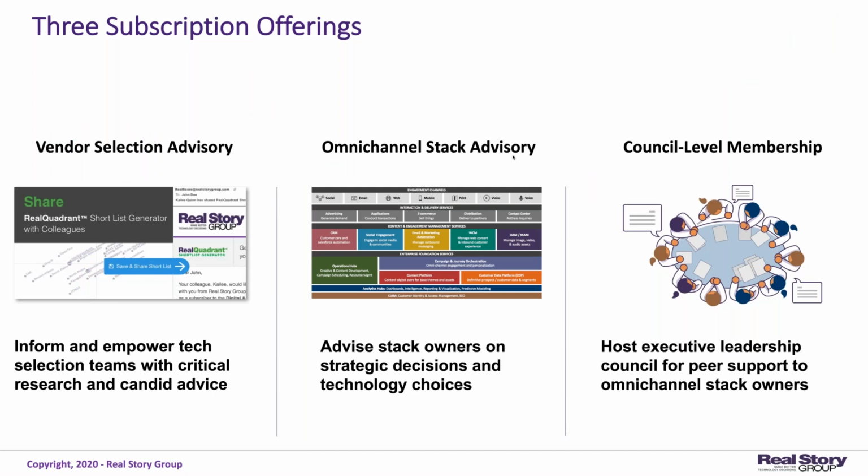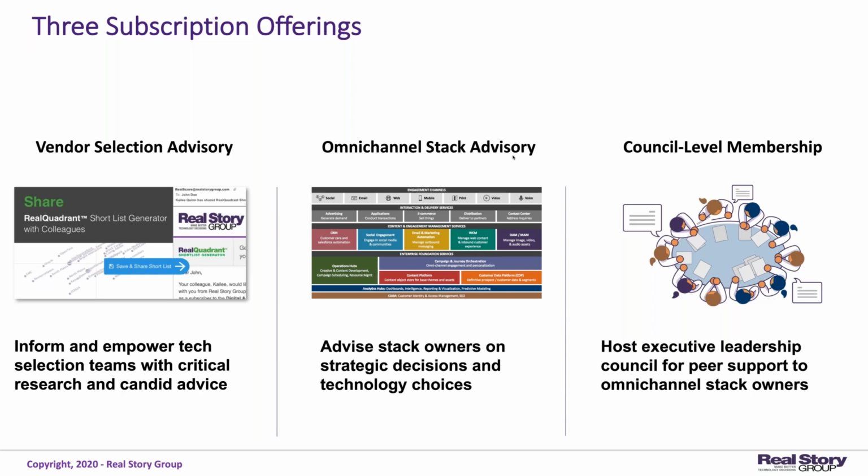There are 3 different ways you can work with us. One is what we call vendor selection advisory. You subscribe to our CDP research. You get all the inside dirt on all of these vendors, what's good about them, but more importantly, what's bad about them. So you get access to the research and you get access to us. We want to inform and empower your technology selection teams, not just with our research, but with candid advice. So you get email and phone access to us.